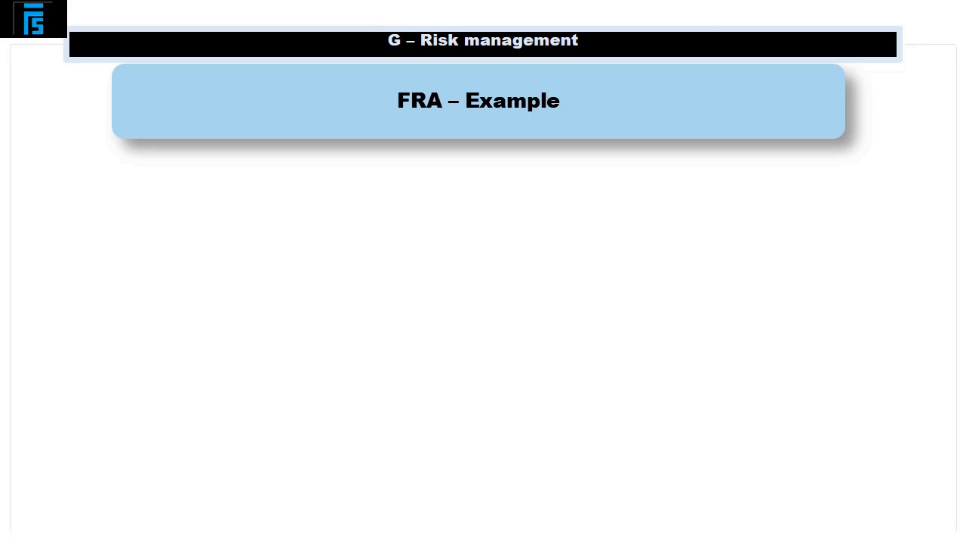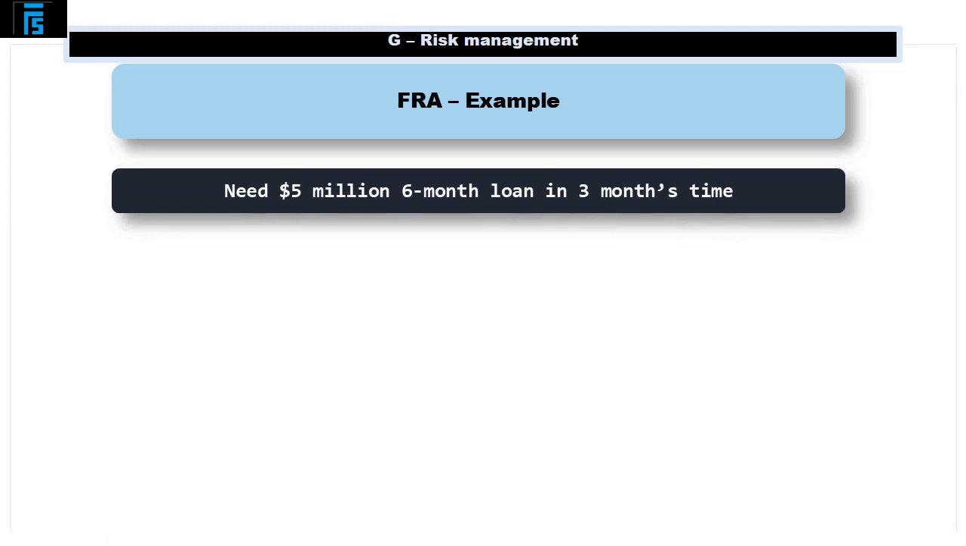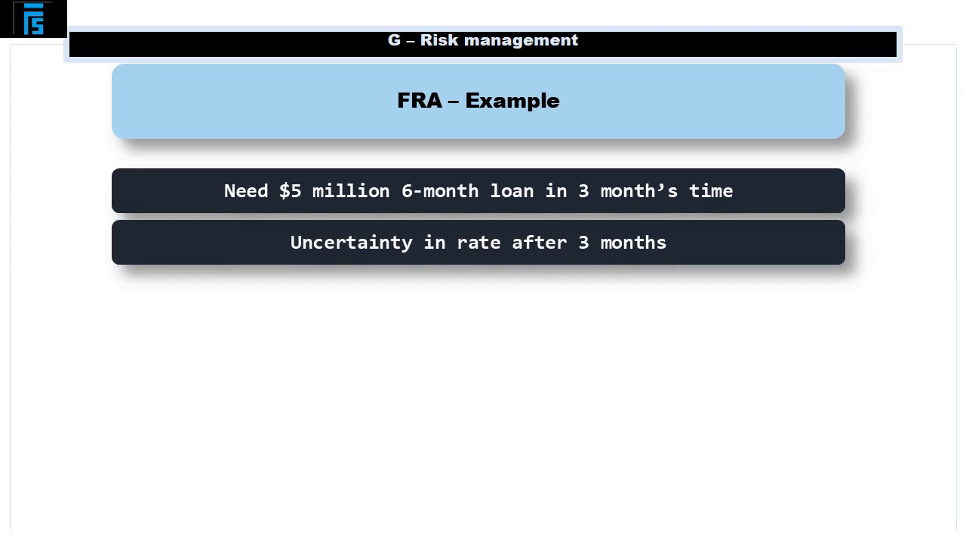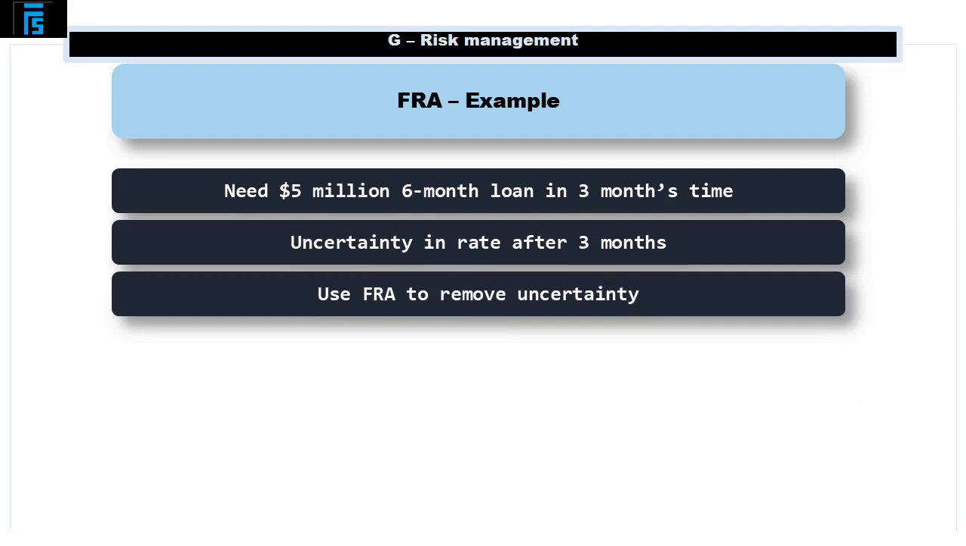Suppose it's the 1st of January, and as a result of doing our cash flow forecasting, we see we need a $5 million 6-month loan in 3 months' time. Even if we were to fix the rate on that loan when we sign it in 3 months' time, we couldn't say now, on the 1st of January, what rate we'll get when we fix it. This is where we can use an FRA to help us.